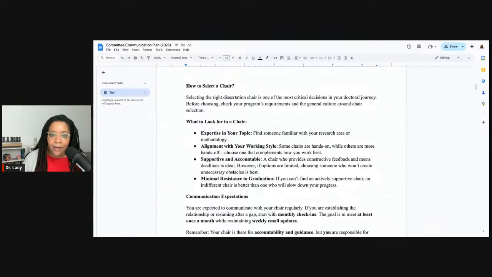Let me go add a table. So then they can articulate to you what they expect to see and what would meet their expectations to go into the defense. That's not a one size fits all. Every chair is not made the same. Everybody has a different philosophy.